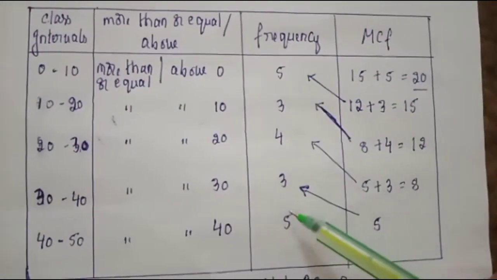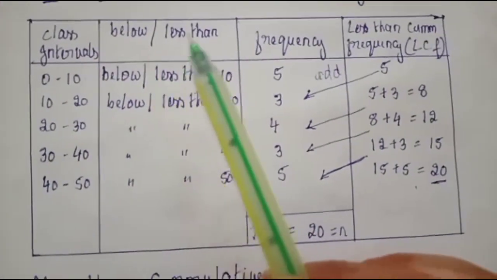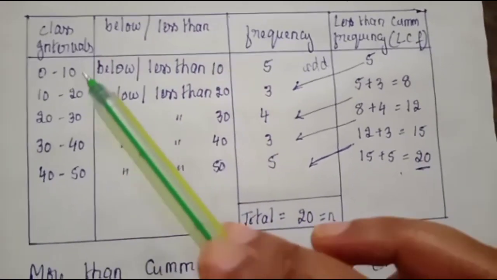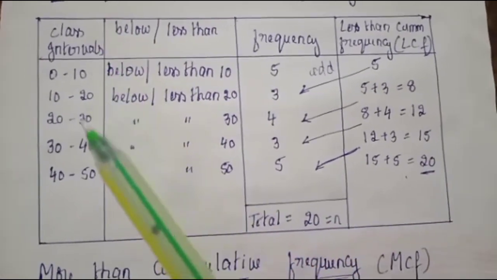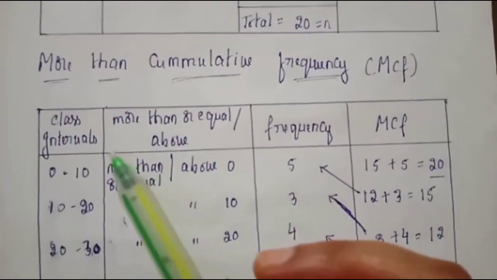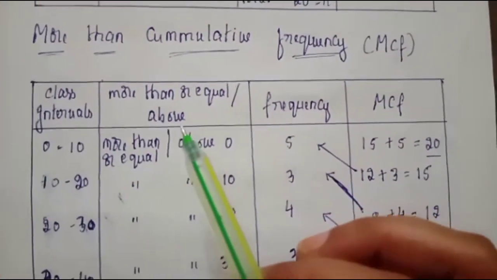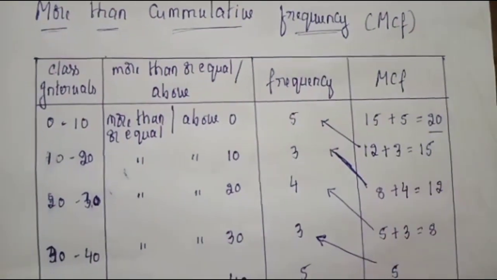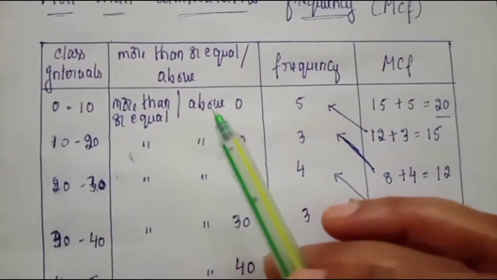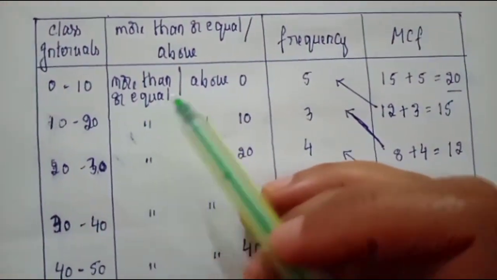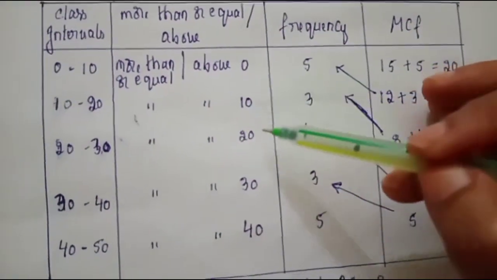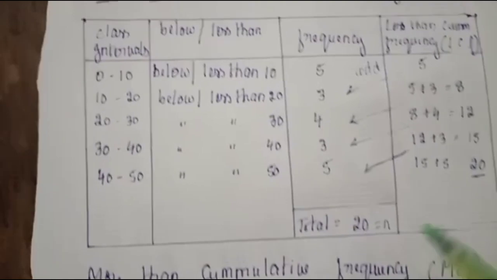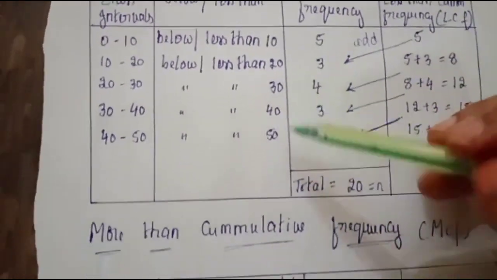As I explained above, these are class intervals which are given and this is the frequency. Just observe here, what I wrote here is below or less than. I didn't write equal because the upper limits are not included in the respective class intervals. But here I have written more than or equal or above. So these are the two phrases we use in case of more than cumulative frequency: more than or equal, or above. So what is the meaning of more than or equal? Above means these are what? Lower limits.